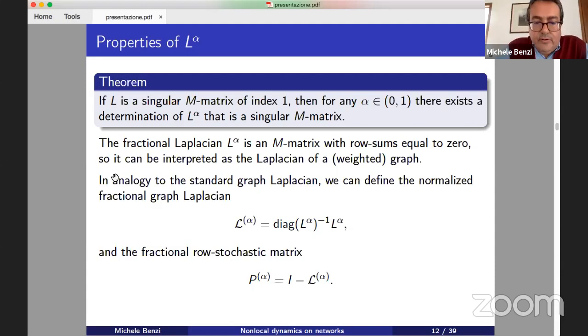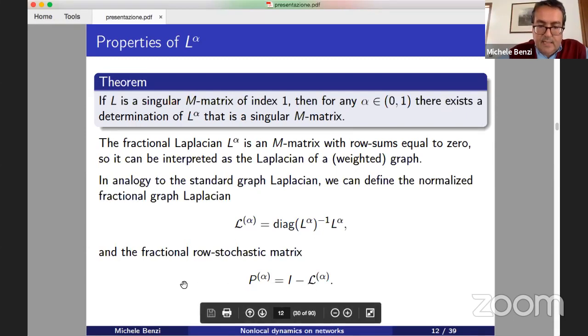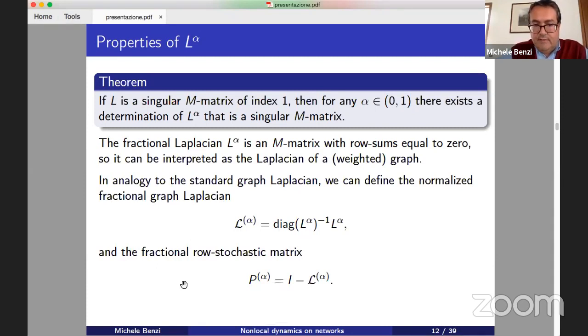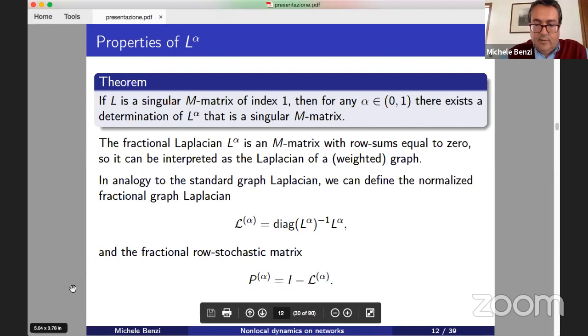We can use this observation to define the normalized fractional graph Laplacian. If we take out the diagonal part of L to the alpha, a positive diagonal matrix, we invert it, and scale L to the alpha on the left by this, we obtain a normalized fractional graph Laplacian, and if we subtract that from the identity, we obtain a stochastic matrix. So we still have the possibility to define not only fractional diffusion processes, but also fractional random walks, both continuous in time and discrete in time. The difference is now we have dense matrices, even if the graph originally was very sparse, but that's precisely what we want, because we want to be able to define a non-local dynamics, where there is a positive probability of transitioning from any node to any other node in the network.